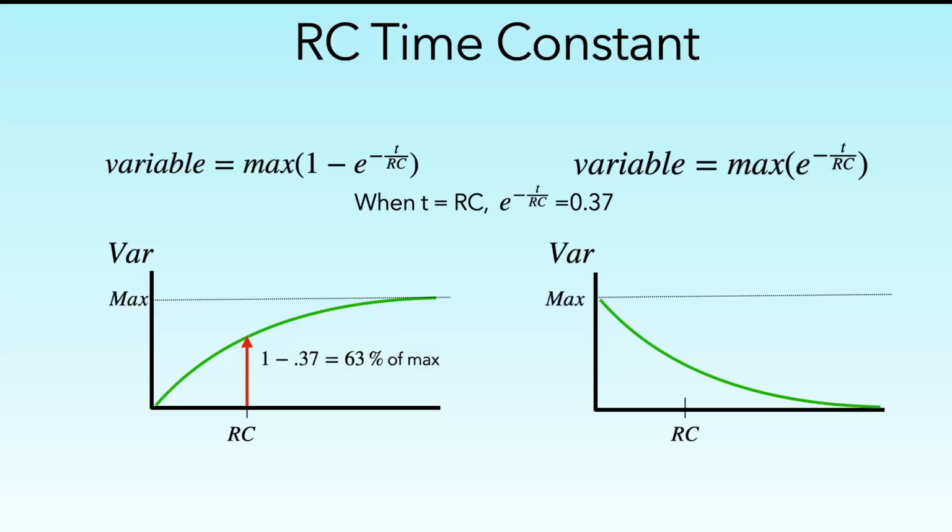And the same thing works in the other direction. If I start at some maximum value, like the current, and our equation is current max times e to the negative t over RC, after RC seconds, whatever that value happens to be, we are now 63% of the way from where we started to the final value. So that's 63% or the 37%, however you want to remember it, ends up being a really, really useful number.